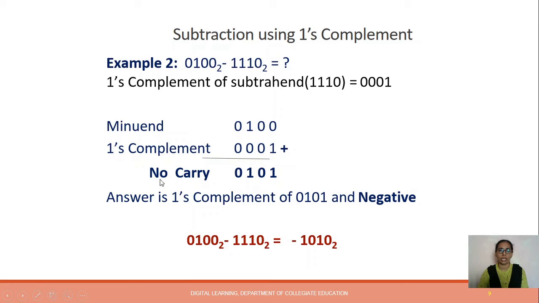So if there is no carry, the answer is the one's complement of the value, and it is negative. So here the final answer is 100 minus 1110 is minus 1010.